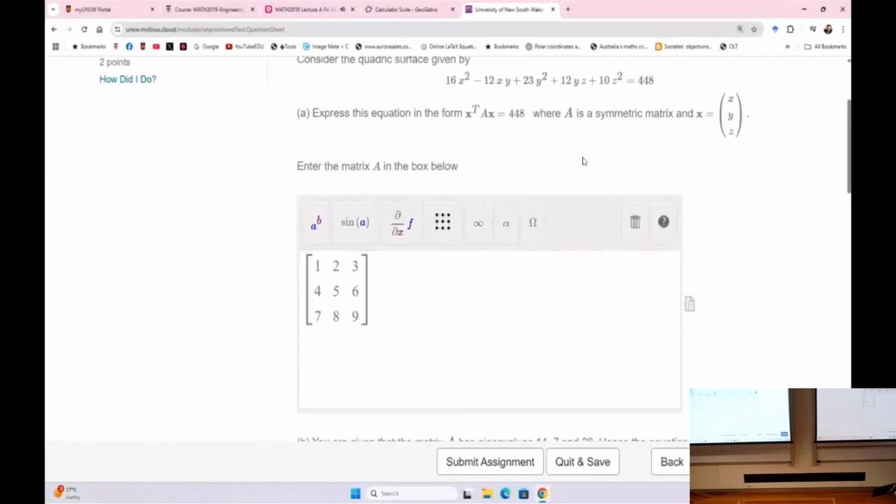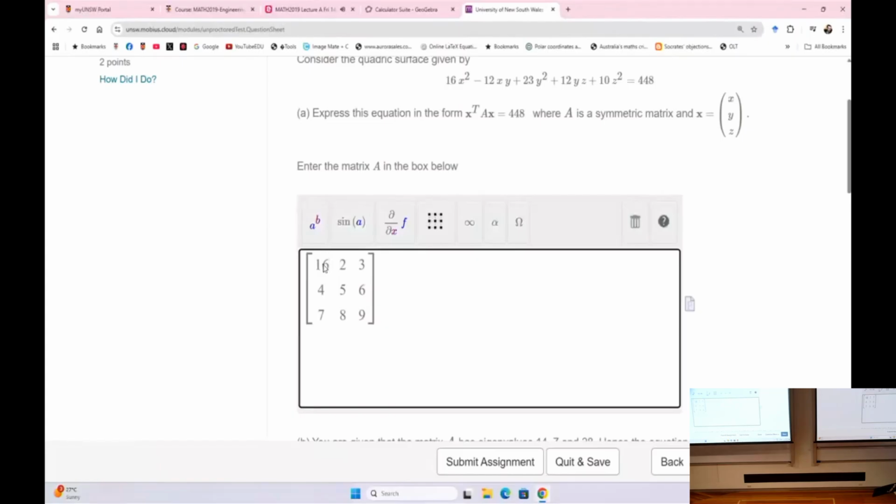Okay, so down the main diagonal, what goes down the main diagonal for these matrices? Oh, I've forgotten. It's been too hot today, and I've been sweating and whatever. The coefficients of the squared terms? Mm-hmm. So down the main diagonal, we would write the coefficients of x squared, y squared, and z squared. So over here, 16, 23, and 10. Oh no, not like that. You go in there.